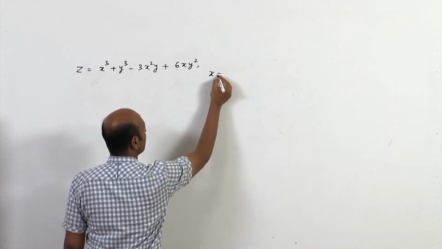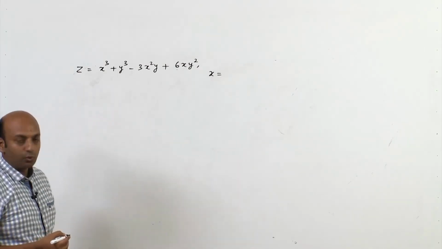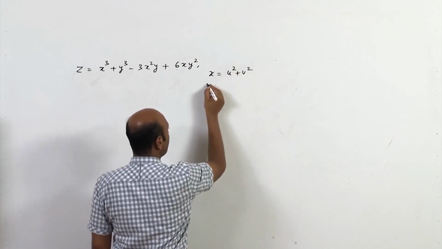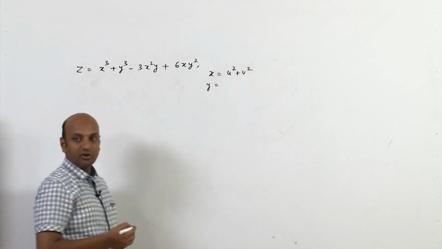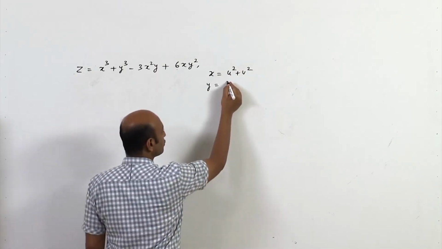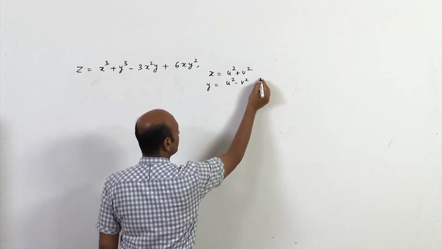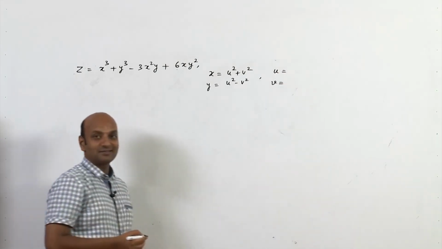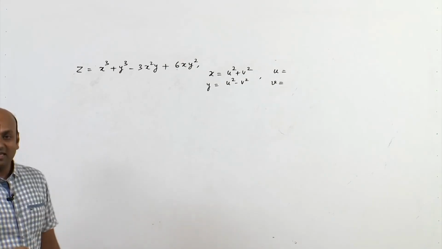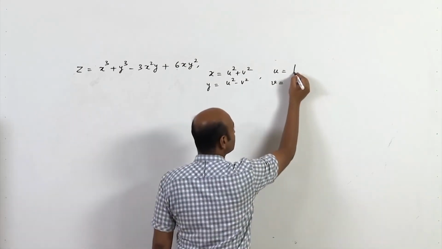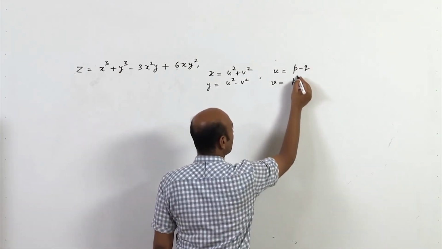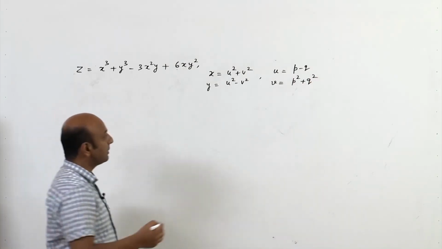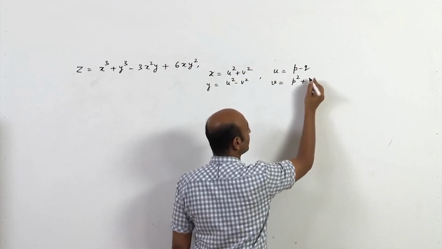Now, x is a function of u and v, which is u square plus v square, and y is again a function of u and v, which is u square minus v square. Now, u and v are again functions of two variables p and q, which are given by u is p minus q and v is p square plus pq, sorry.